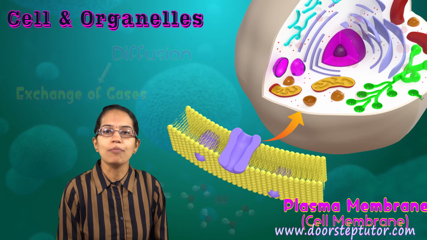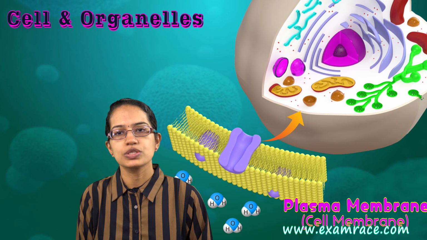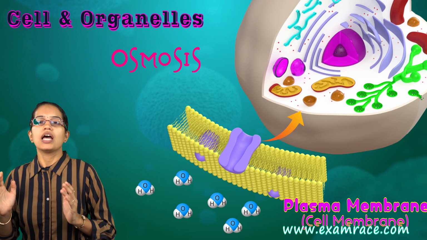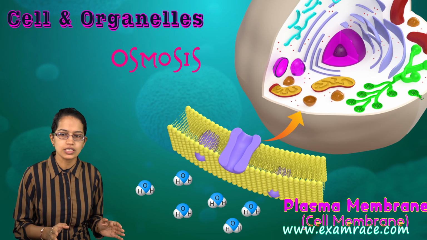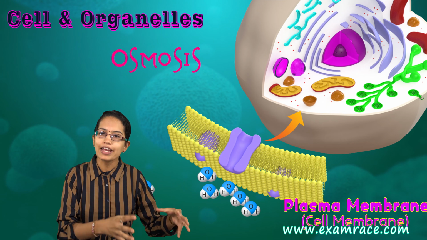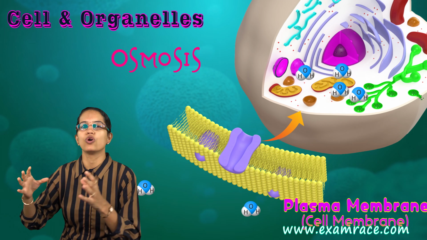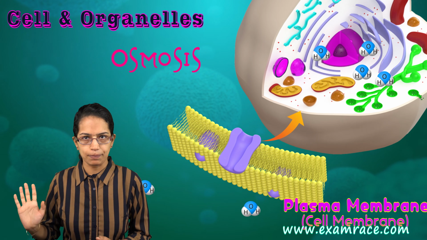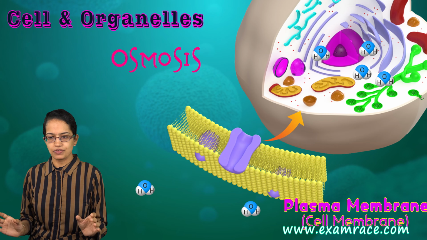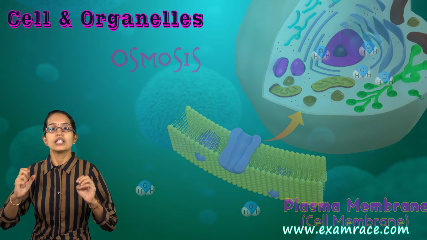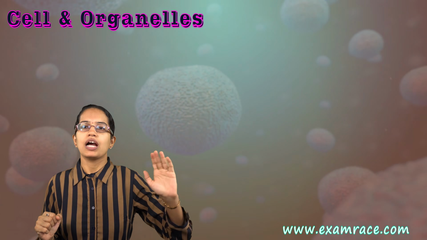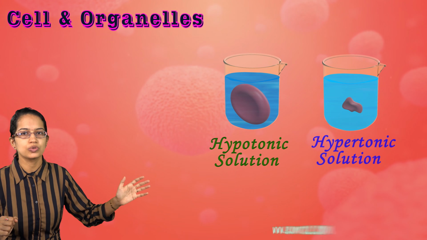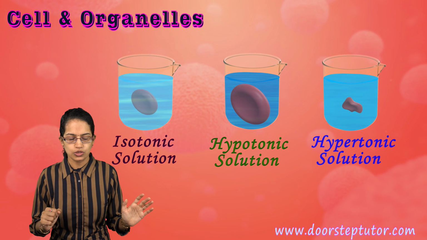However, when I talk about water, we don't use the term diffusion, we use the term osmosis. Osmosis is the process of moving from a higher water concentration to a lower water concentration through a selectively permeable membrane, and that's the very basic definition of osmosis. Now osmosis can be explained under a hypertonic solution, a hypotonic solution, and an isotonic solution.